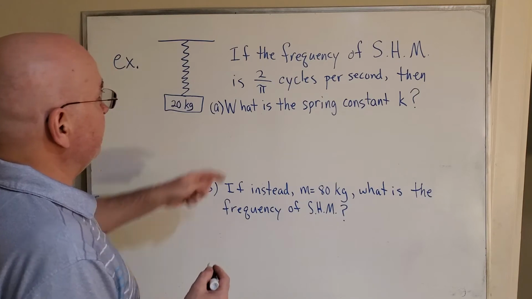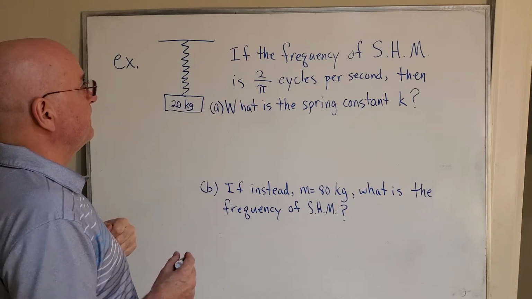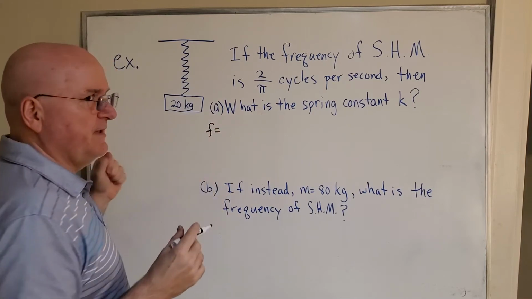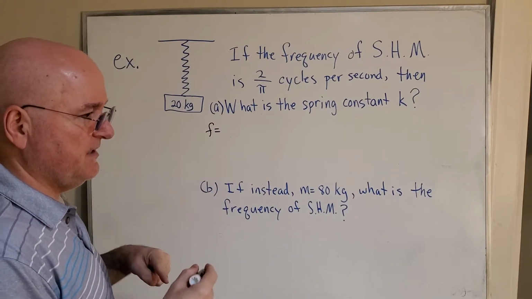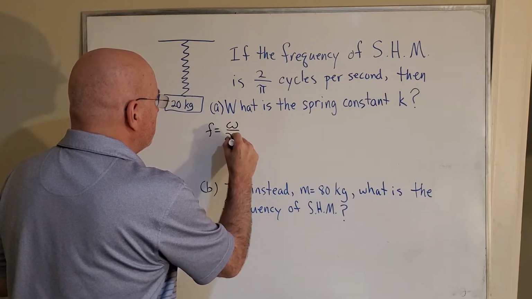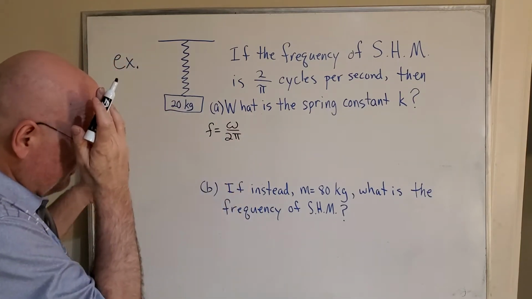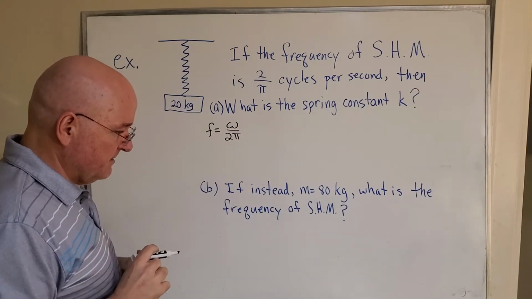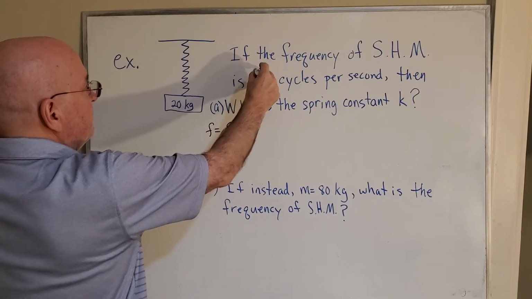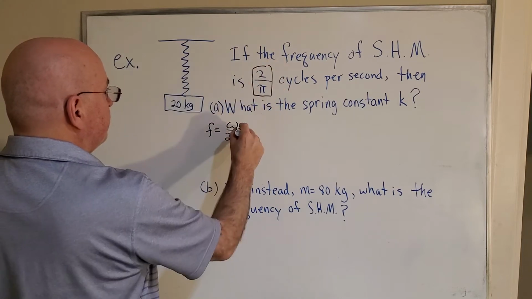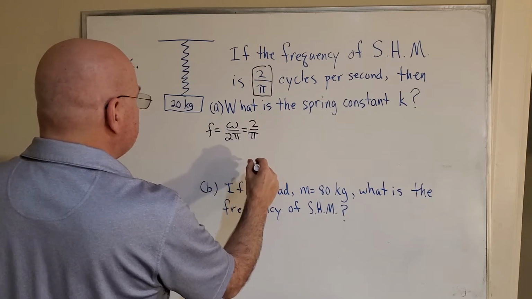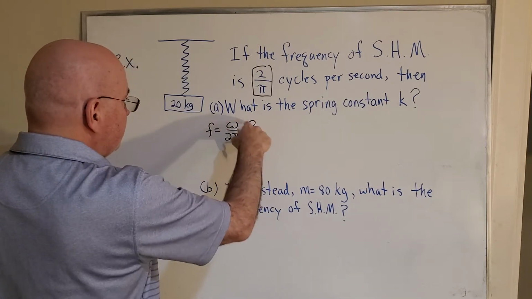Well, let's think about it. Let's start writing some stuff down that we know. F. What's the formula for F? It's 1 over T. It'd be omega over 2 pi, because that's the reciprocal of capital T, the period. That's the formula for F. But we're told it's equal to that. Okay, so these two are equal to each other.